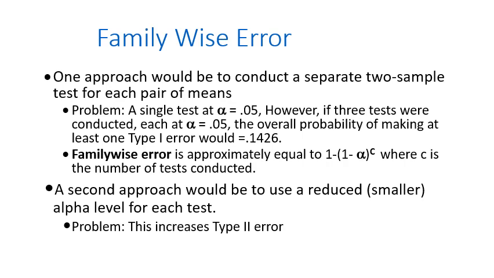So the first approach would be to conduct multiple pairwise comparisons. A second approach would be to actually reduce our alpha level. So if we took an alpha of 0.01 and had 3 comparisons, well, our overall chance of making a type 1 error is now less than 0.05.